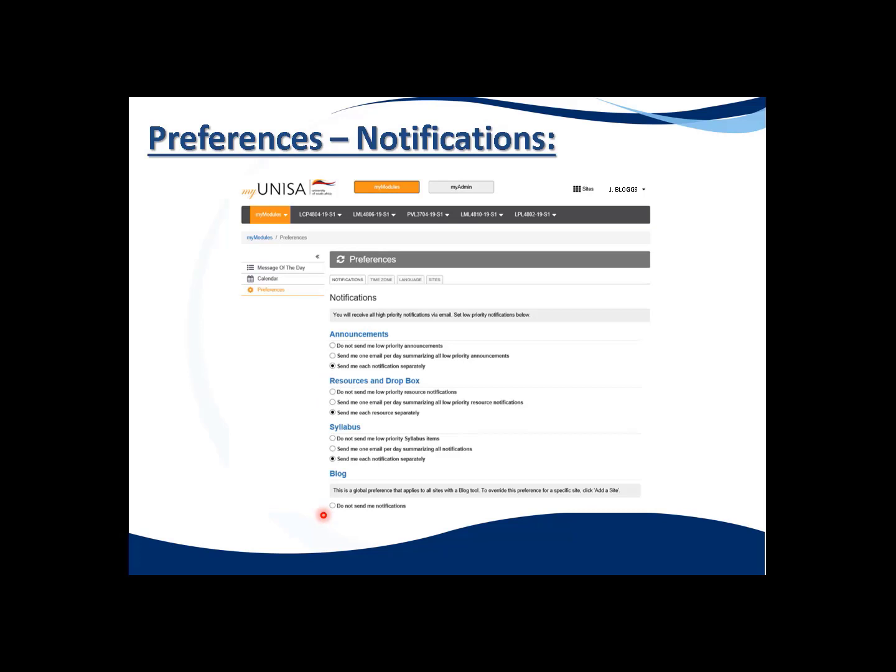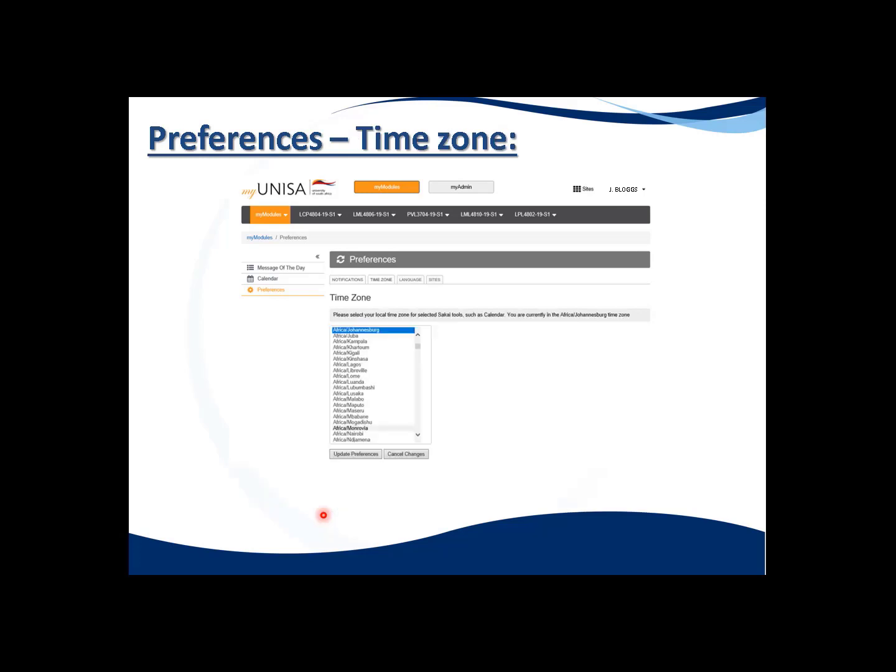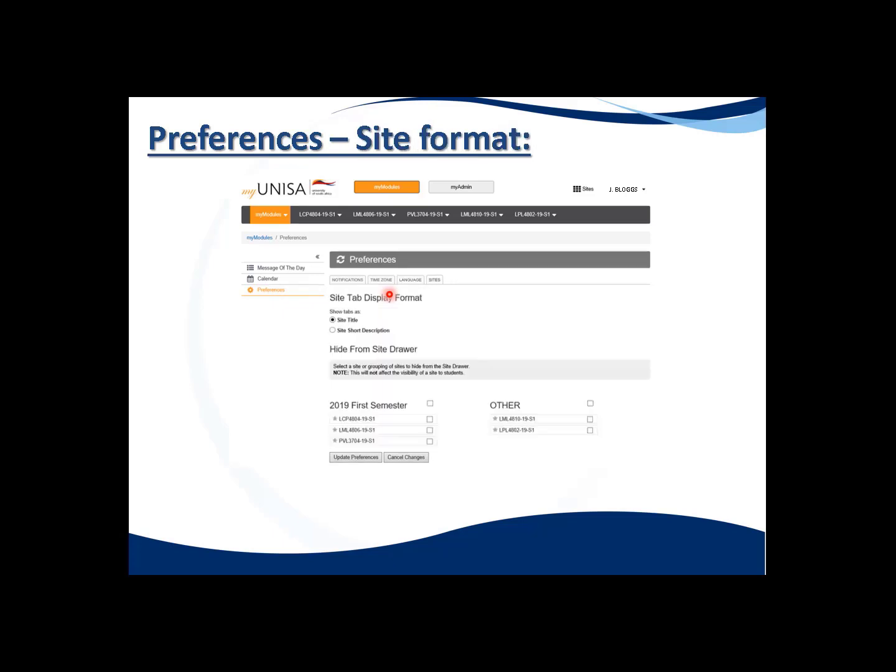Notifications basically indicates how you would like to communicate with the university, so please read all these options carefully. Then we've got the time zone. Please make sure it's set on Africa Joburg. Your language should be set on English South Africa. Of course, you can go change those.